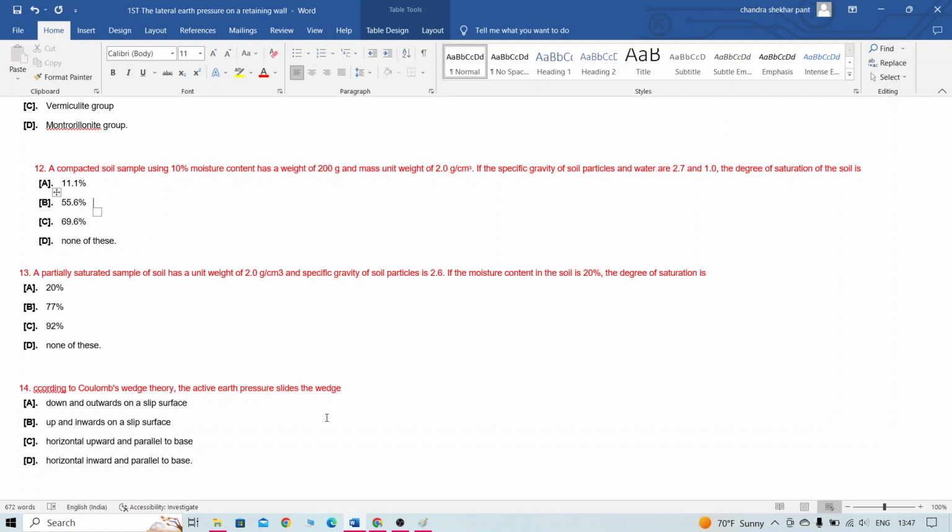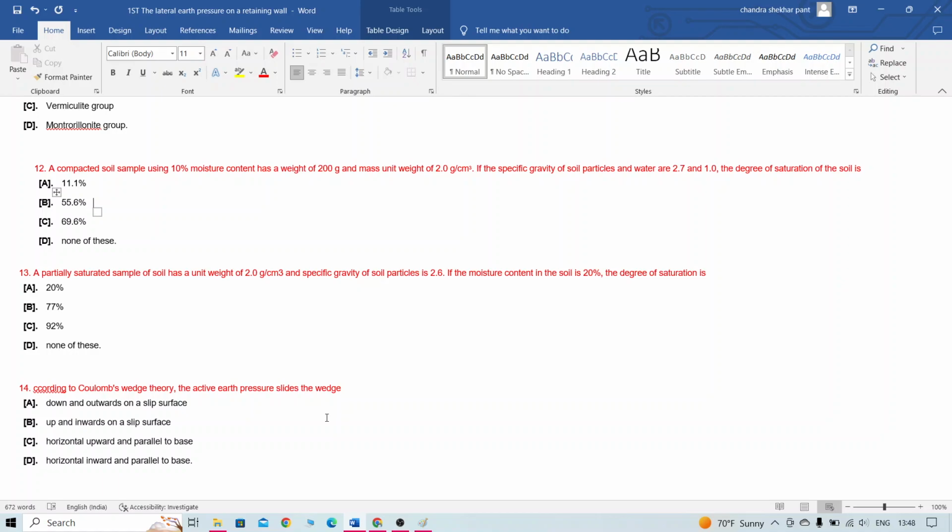We have another formula, gamma d equals G gamma w upon 1 plus e. From here we have to calculate e, because in the formula Se equals wG we are provided with G and w, so the missing portion is the e only. For this we use G gamma w upon gamma d minus 1. So now the value of e is coming out to be 0.485.